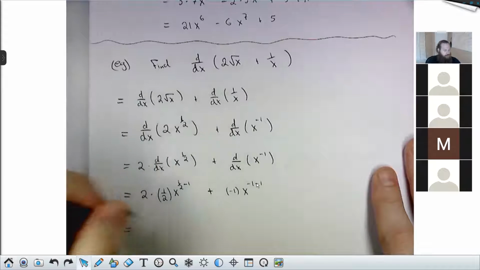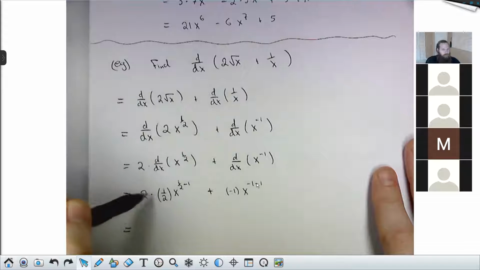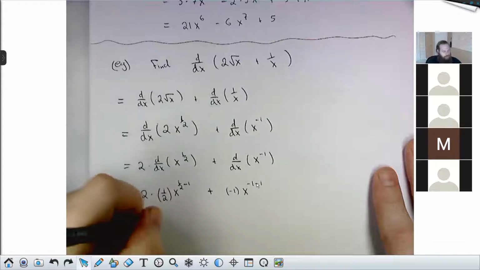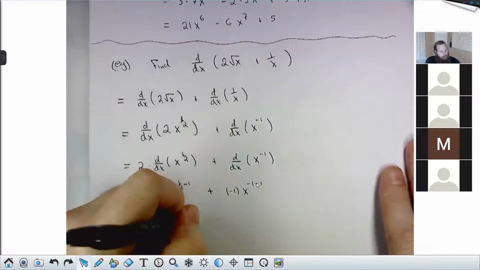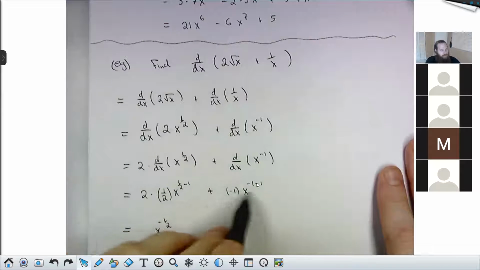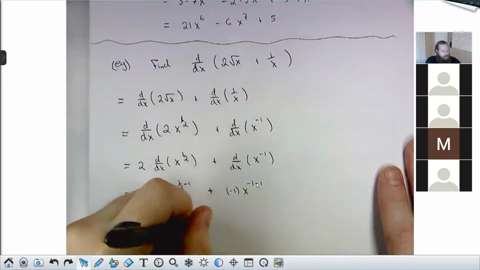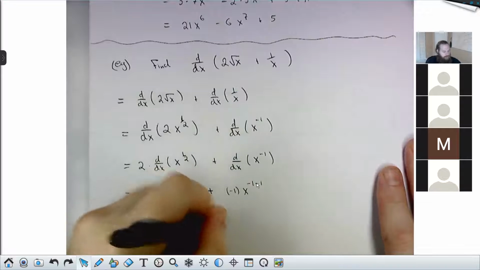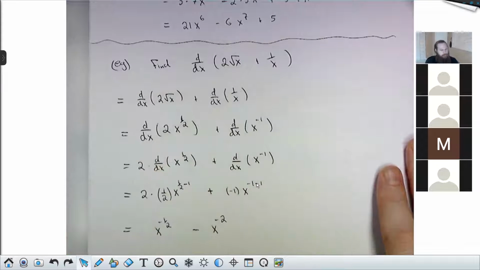2 times 1/2 is 1. So these are going to cancel. 1/2 minus 1 is negative 1/2. Plus negative 1 times something, that's the same thing as subtracting. And then negative 1 minus 1 is negative 2. This is x to the negative 2.